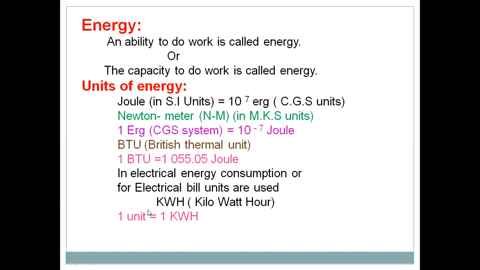How much time will it take to consume 1 unit of power in our domestic purpose? 1 kilo is nothing but 1,000. 1,000 may be written as 10 into 100. So a 100-watt bulb can be utilized for 10 hours continuously, which is equal to 1 unit. So a 100-watt bulb continuously glows for 10 hours, it consumes 1 unit of power.